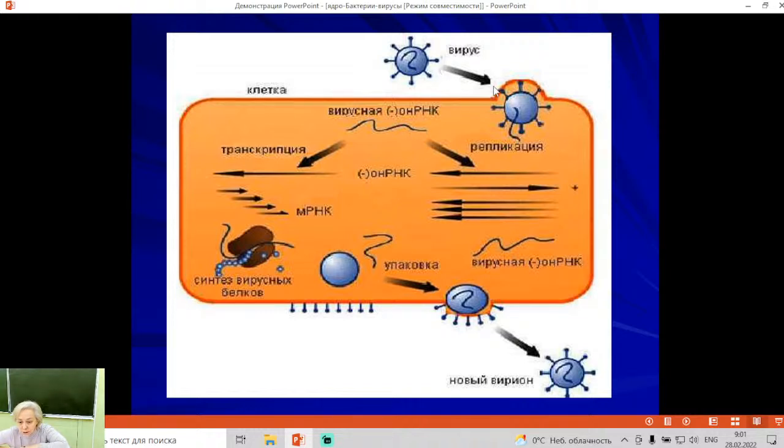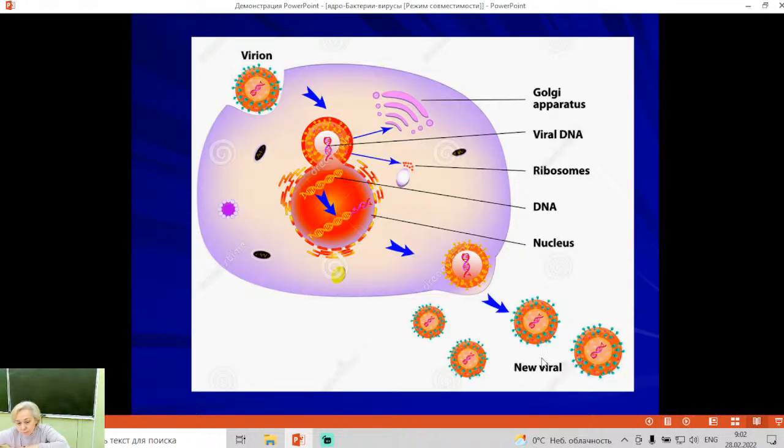Virus penetrates host cell, nuclear envelope of host cell. After that, replication occurs and formation of virus envelope and capsid. After that, self-assembly occurs and forms new viruses. Same process on this slide.